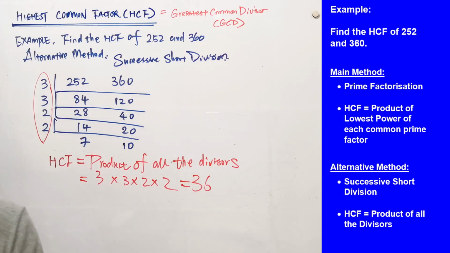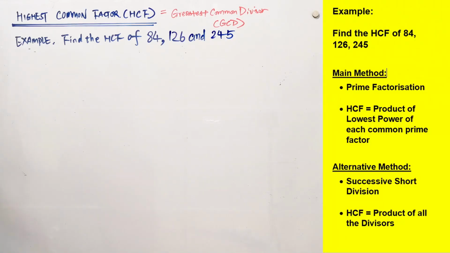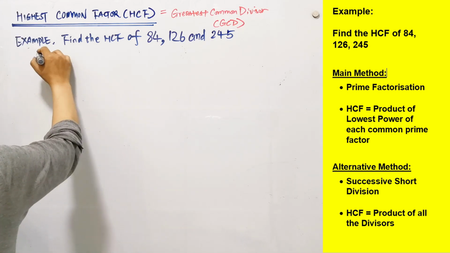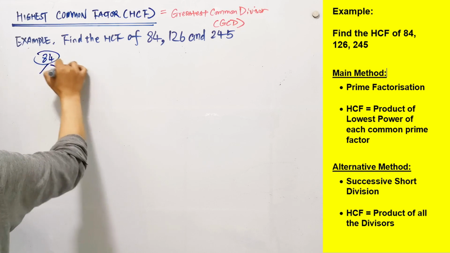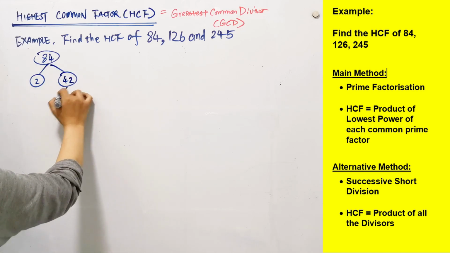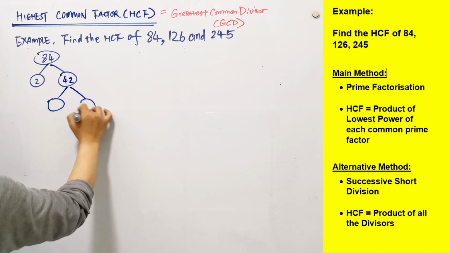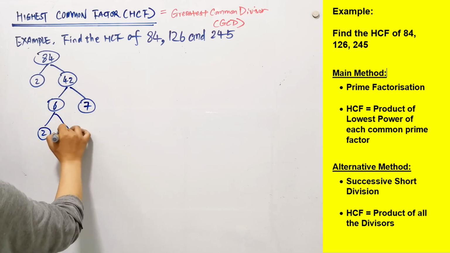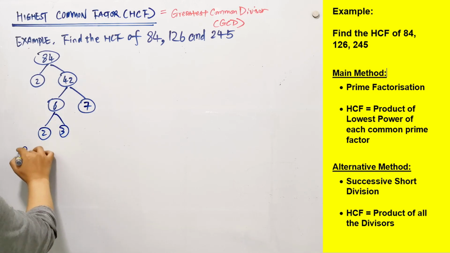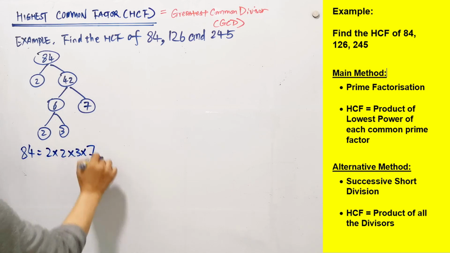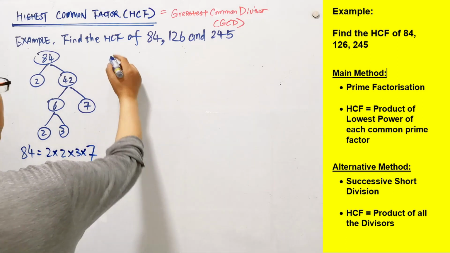Okay, let's move on to the next question. 3 numbers. Same thing. Okay, we have to use the factor tree. Just a quick one, very fast one. Okay, 84. So what do we get? We get 2 times 42, right? Then we get 6 and 7, right? So we have 2 and 3, right? So we get the answer: 2 times 2 times 3 times 7. Okay, right? The next one.